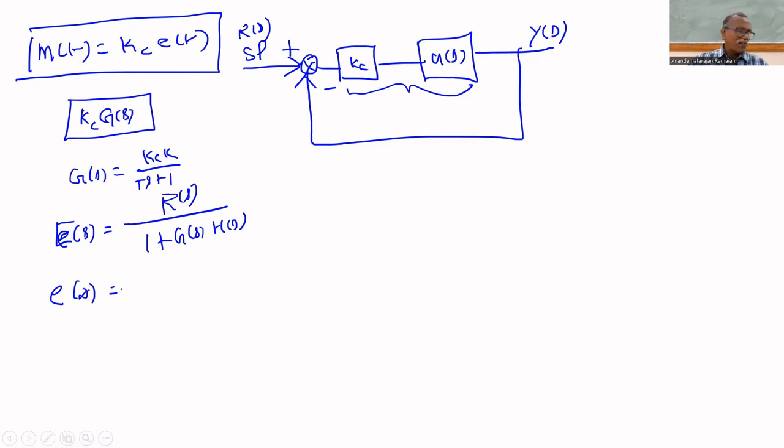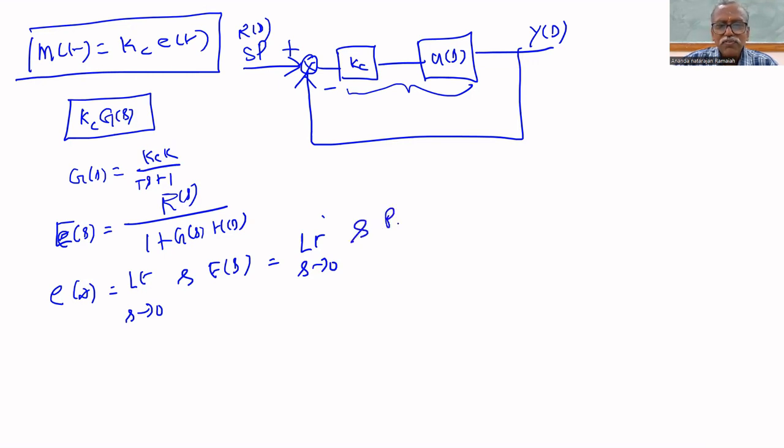E of infinity means the final value. Final value equals limit S tends to 0 of S E of S. Am I correct or not? You studied the final value theorem. We can find it directly from the S domain. If you substitute this, what you will get is limit S tends to 0, S times R of S upon 1 plus G of S H of S.